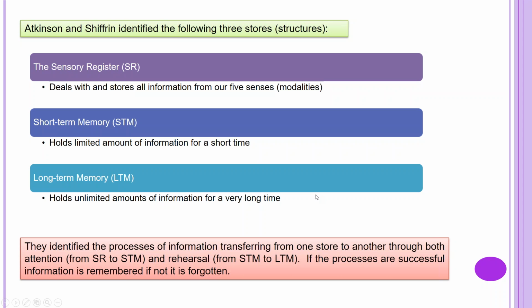They identified the process of information transferring from one store to another through both attention from SR to STM and rehearsal from STM to LTM. If the processes are successful, information is remembered. If not, it is forgotten.